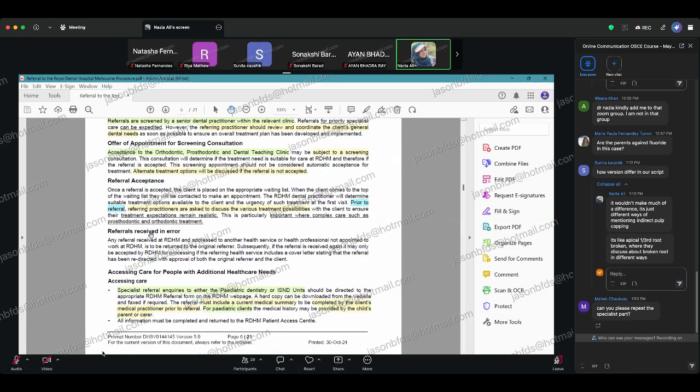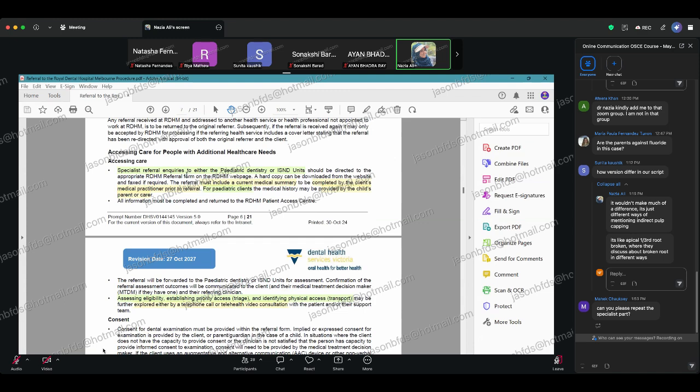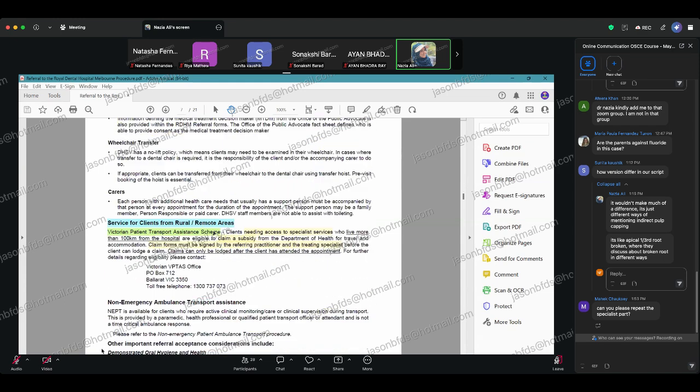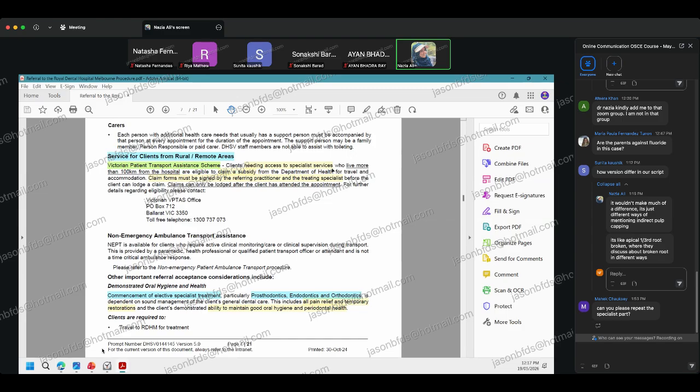And then once those referrals are accepted, the specialist referral inquiries go to either pediatric or, again, based on the eligibility, I think. Service for clients from rural remote areas: Victorian Patient Transport Assistance Scheme. Clients needing access to specialist services who live more than 100 kilometers from the hospital are eligible to claim a subsidy from the Department of Health for travel and accommodation.